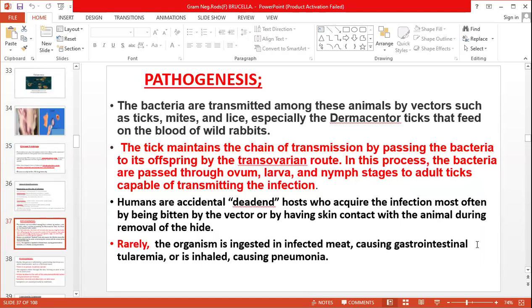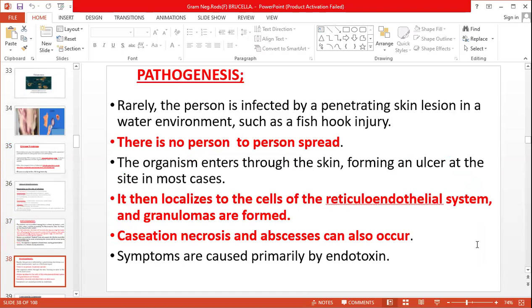the infection. Humans are accidental dead-end hosts who acquire the infection, most often by the bite of the vectors, and rarely the organism is ingested in an infected meal causing GIT tularemia, or is inhaled causing pneumonia. There is no person-to-person spread. It is localized to the cells of the reticuloendothelial system, and granulomas are formed. Caseation, necrosis, and abscess can also occur. Symptoms are caused primarily by the endotoxins.